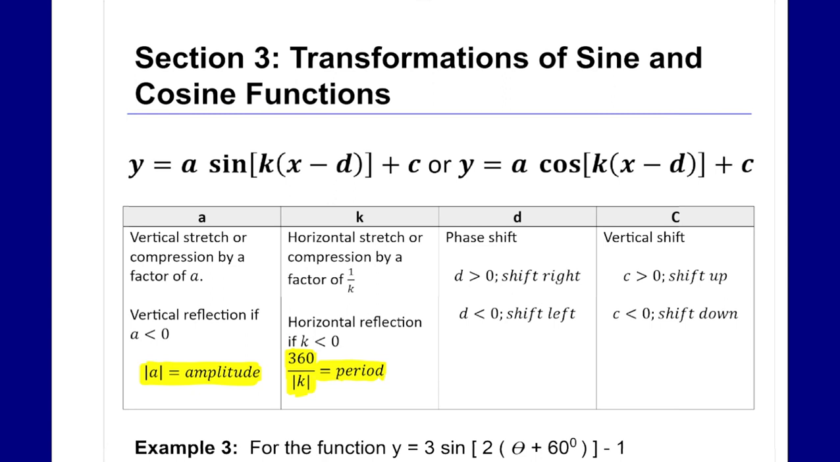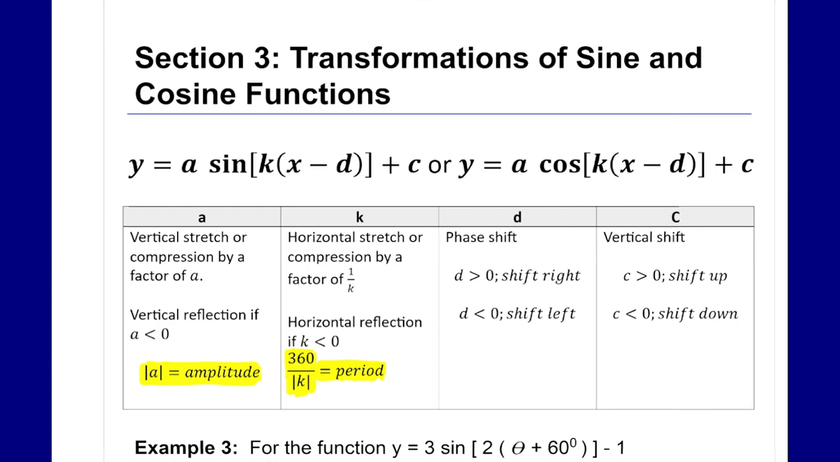D tells us our phase shift, which means basically shifting left or right. Again, it's going to be opposite of what we see in the function, right? Because our general function has this minus d already in there. So if d is positive, we shift to the right, but in the function, it's going to appear negative. So exact same thing as we've seen before. And C is our vertical shift, right? So if it's positive, it goes up. If it's negative, it goes down. So again, similar to what we've seen before.